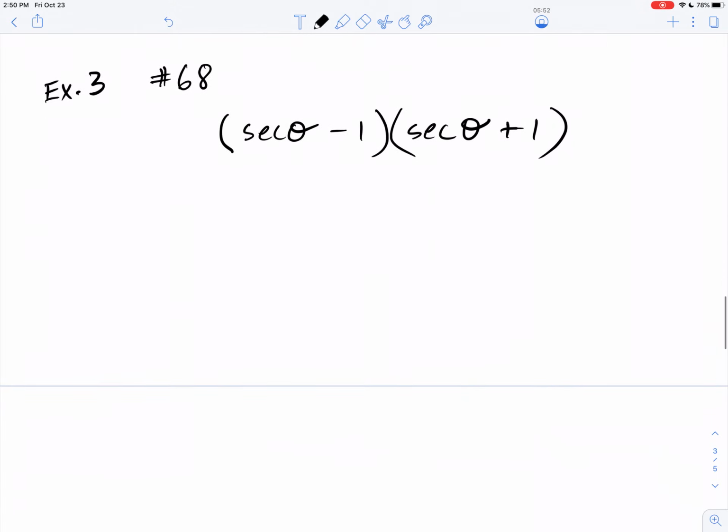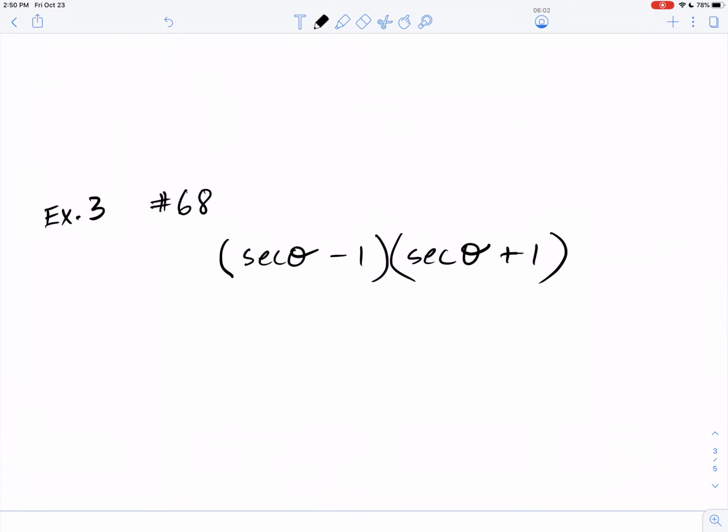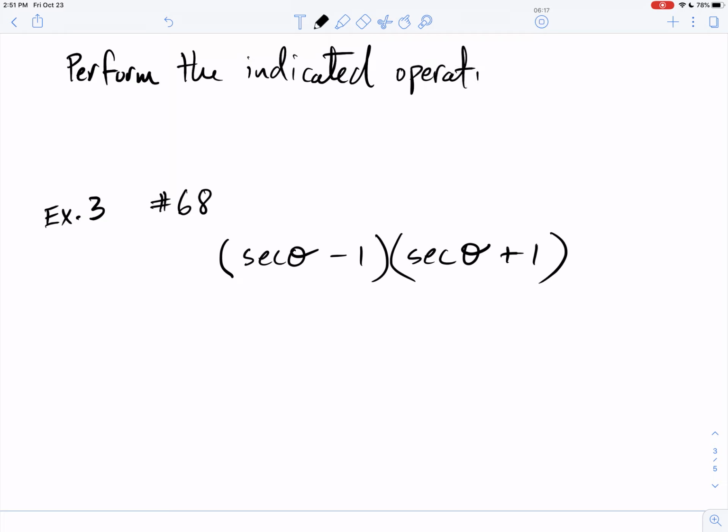This guy right here, secant theta minus 1 times secant theta plus 1. Now, I just want you guys to get this. Sometimes in the book, they have something and they'll say, perform the indicated operation.